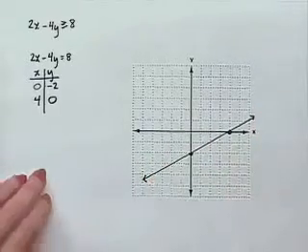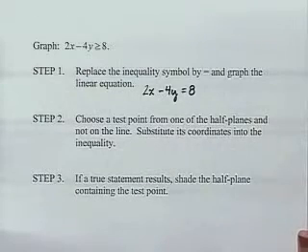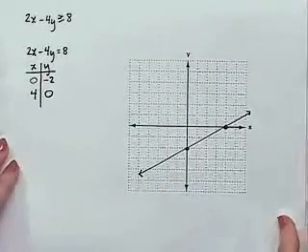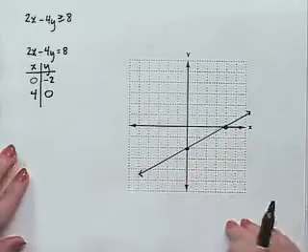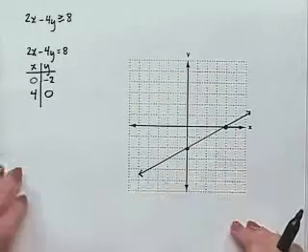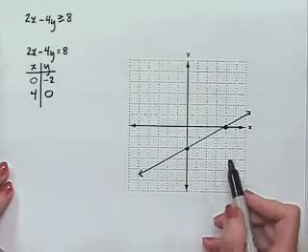Let's look at now step 2. Choose a test point from one of the half planes and not on the line. Substitute its coordinates into the inequality. Well, let's see what that means. We have actually divided our plane into two what are called half planes. There's a section that's above the line and there's a section that's below the line. What this instruction tells us is to choose a point that we are sure is not on the line.